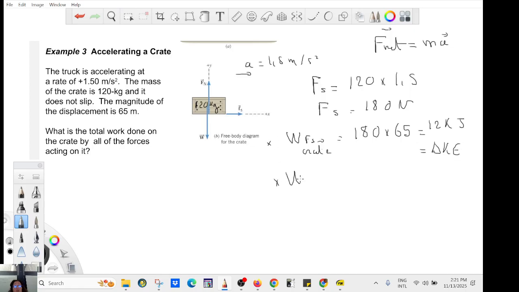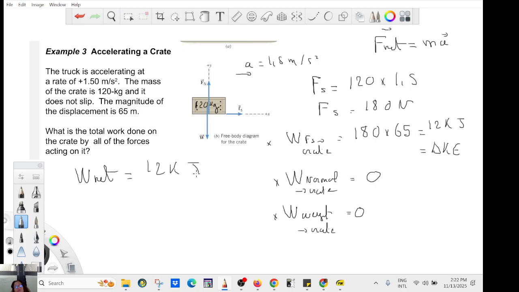Okay, is there any work done by the normal force on the crate? Is that force helping make the crate move? No, right? So it's going to be 0. The work done by the weight on the crate is 0 too, because it's perpendicular and it doesn't push it forward or slow it down. So the net work is just 12 kilojoules.